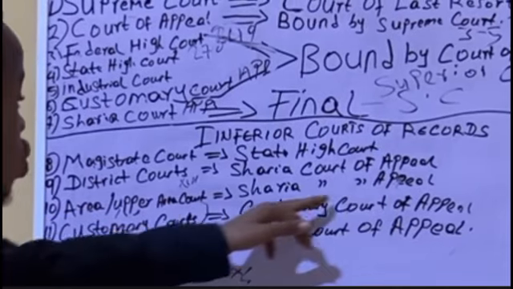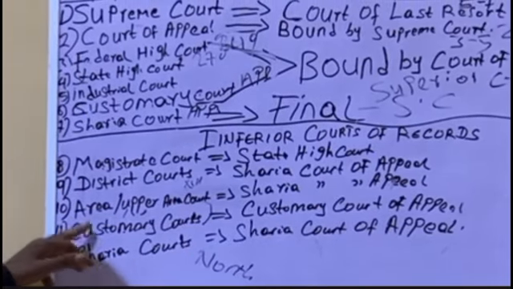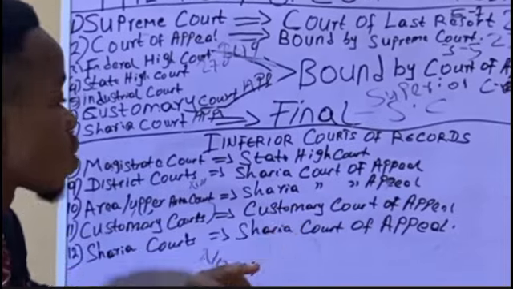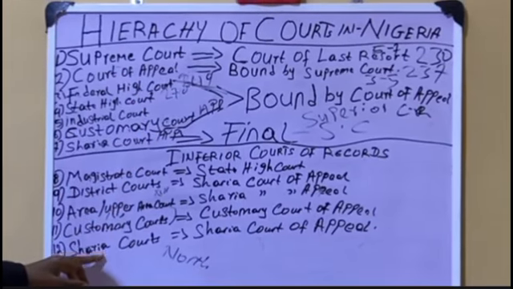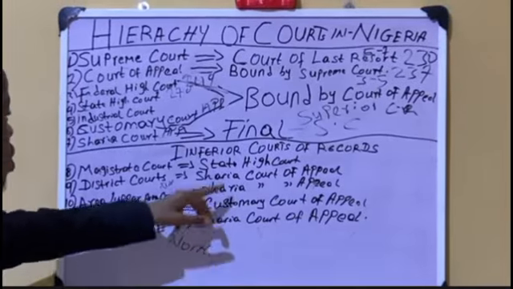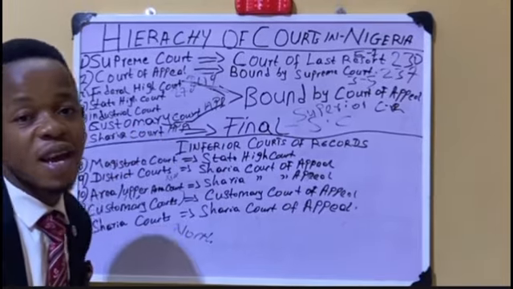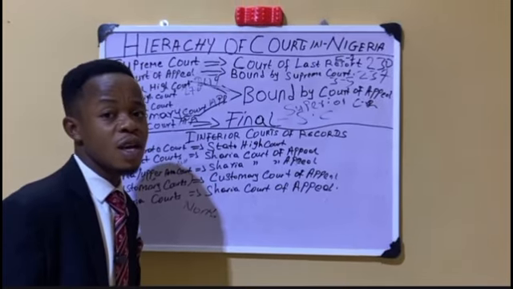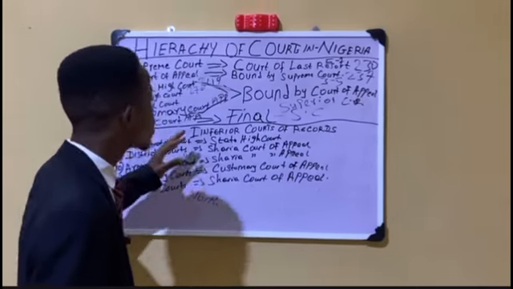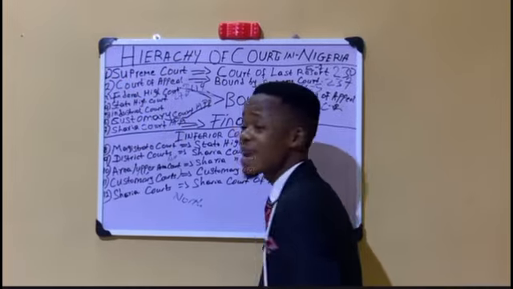An appeal there goes to what? Sharia Court of Appeal. An appeal from customary court goes to customary court of appeal before it moves to court of appeal. But any issue from Sharia court or area court goes to Sharia Court of Appeal, which is the final arbiter, provided it is dealing with the 12 states that are dealing with Islamic legal code. So with this, you now understand the hierarchy of courts.